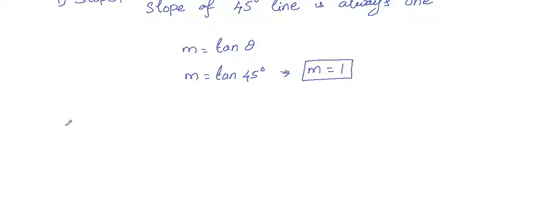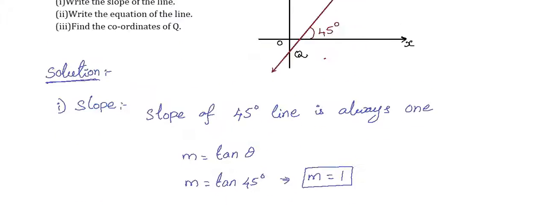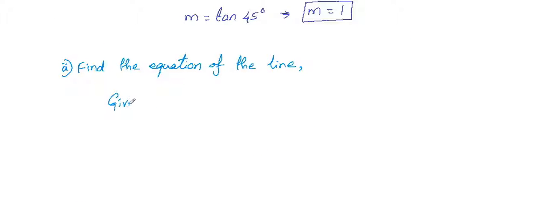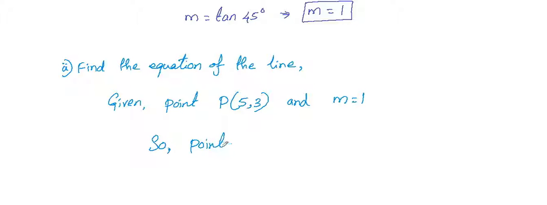So let's move to the second part of the question, which is finding the equation of the given line. To find the equation of the line, we need to use the point slope form. Given point P is 5,3 and slope is 1, so m is equal to 1. The point slope form is y minus y1 equals m into x minus x1.